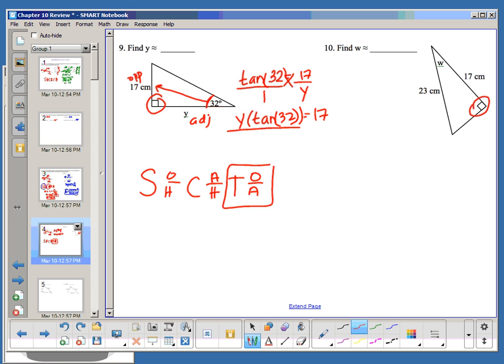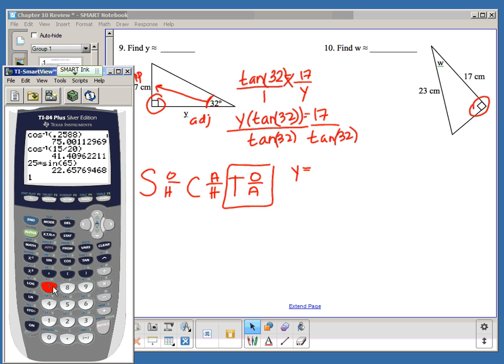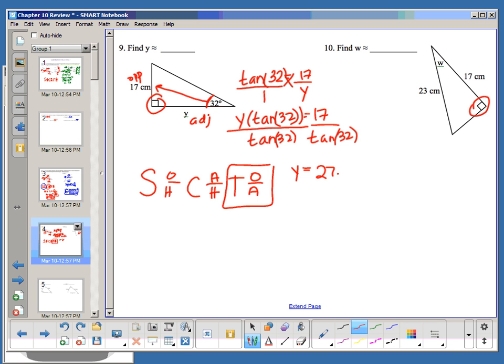So then to get rid of that tan of 32, it's just a number, so I'm going to divide it. So in the end, I get y equals, grab my calculator, 17 divided by tan of 32. And I get 27.2. Okay, so y equals 27.2, and we're in centimeters. So 27.2 centimeters is what y is approximately equal to. And let's look at number 10.